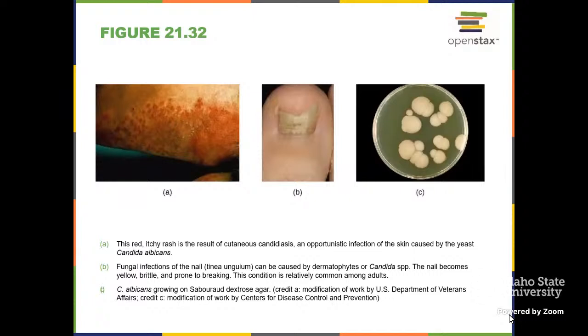So Candida albicans, there are some other species with these as well. These are types of yeasts. Here we can see a Sabouraud plate with the yeasts growing on there.